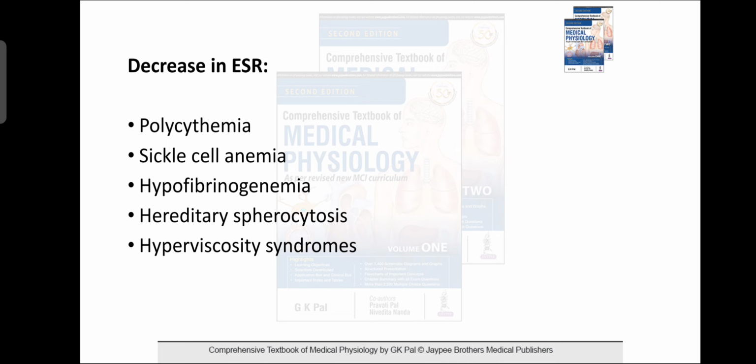Conditions in which the ESR decreases: polycythemia, sickle cell anemia, hypofibrinogenemia, hereditary spherocytosis and hyperviscosity syndrome. These are the conditions in which the viscosity increases, so ESR decreases.